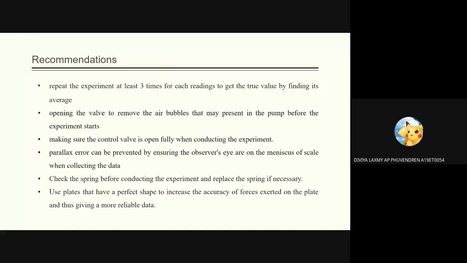Fourth, the parallax error can be prevented by ensuring the observer's eyes are on the meniscus of the scale when collecting the data. Fifth is to check the spring before conducting the experiment and replace the spring if necessary. Lastly, use plates that have a perfect shape to increase the accuracy of force exerted on the plate and thus give more reliable data.